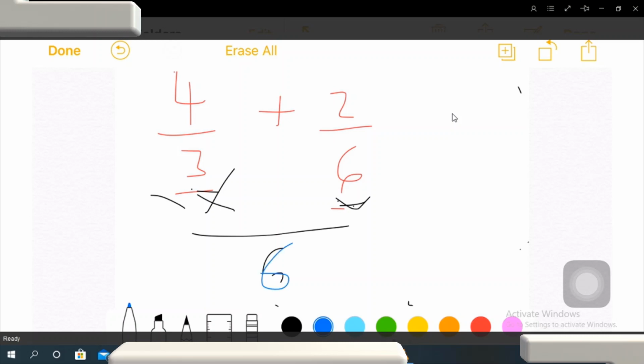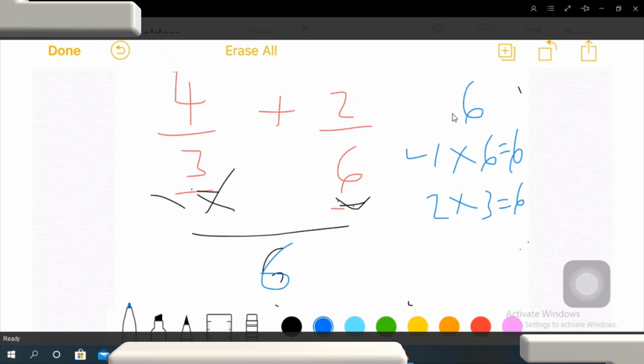We've done multiplication facts, where we said, multiplication fact for 6: 1 times 6 will give us 6, 2 times 3 will give us 6. So these are the multiplication facts.